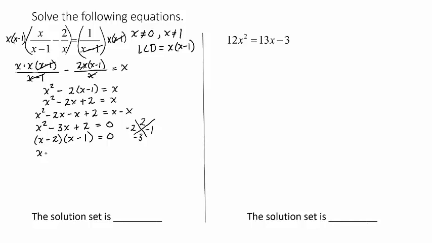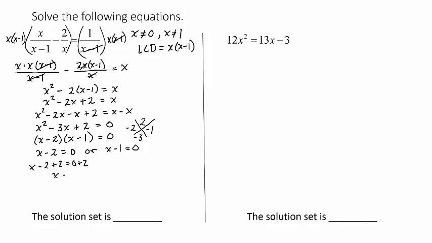All right. Since I have a product now, I know that either x minus 2 equals 0 or x minus 1 equals 0. So I'm going to solve both of these equations. With x minus 2, I have to add 2 to both sides. So I'll have x minus 2 plus 2 equal to 0 plus 2.